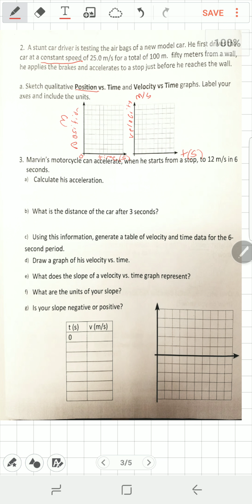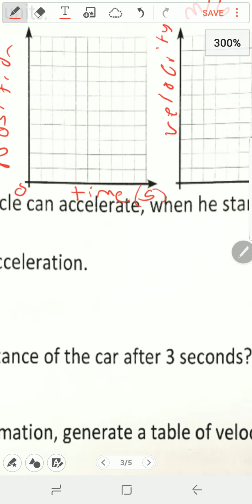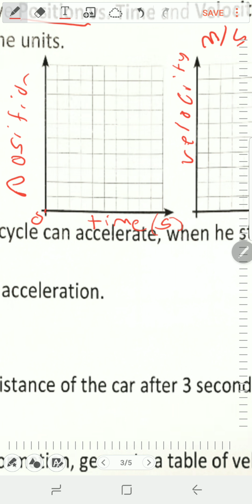So we go here. He first drives at a constant speed of 25 meters per second for a total of 100 meters, 50 meters from the wall, he applies the brake and accelerates to a stop. So the beginning of it better be constant, and then the second must be an acceleration of some form. Well, accelerates to a stop. So let's go ahead and show the first part of it. I've got a constant speed for about 100 meters. And again, do I have any actual data points? No, I don't. So it's all qualitative.